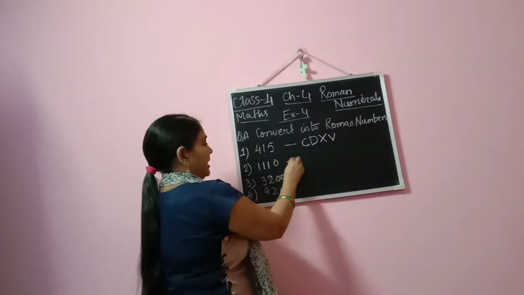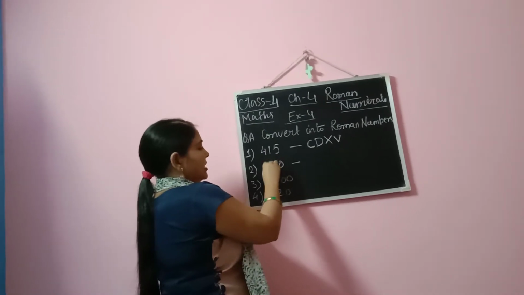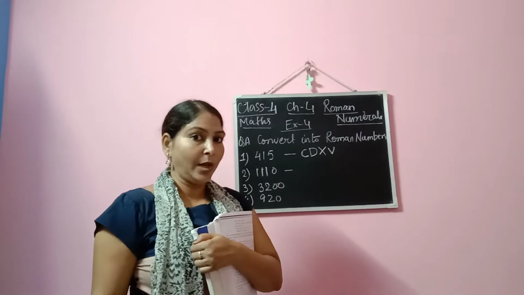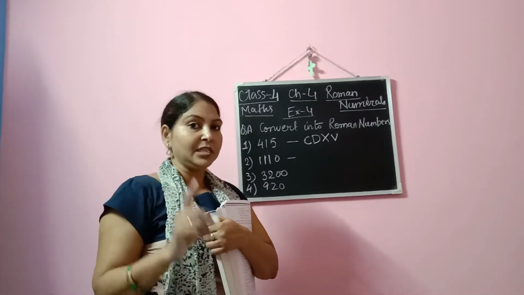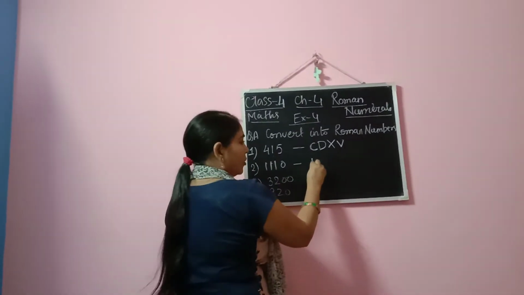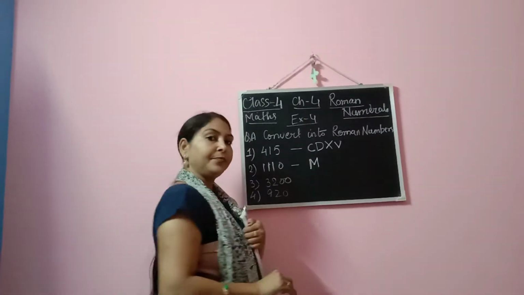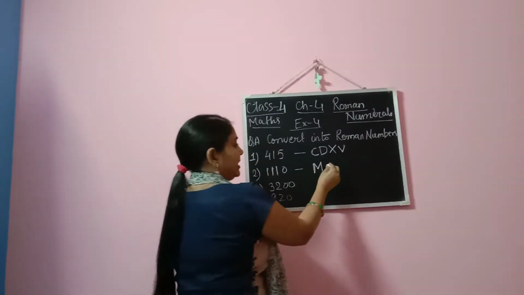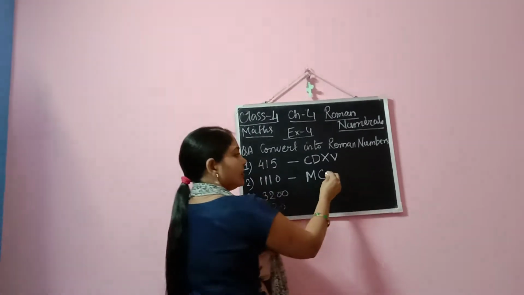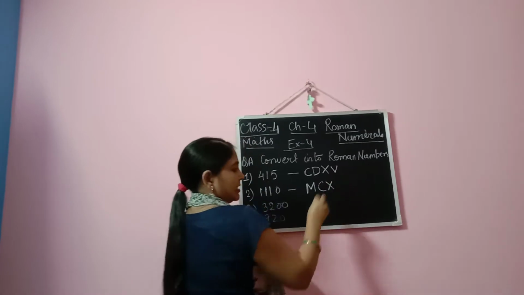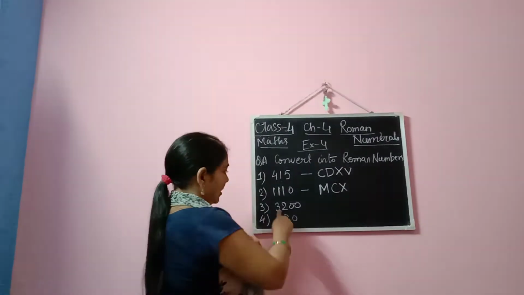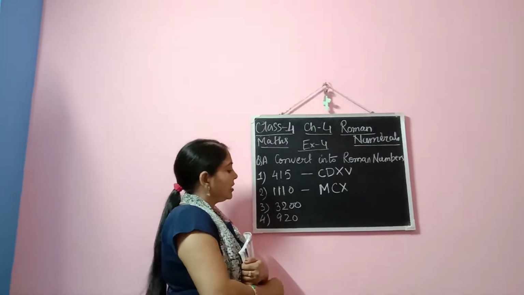Now we move to the next one, 1110. How do we write 1000? If you remember, the symbol for 1000 is M. So for 1000 we will write one M. For 100 we will write C, and for 10 we write X. So this is 1110.